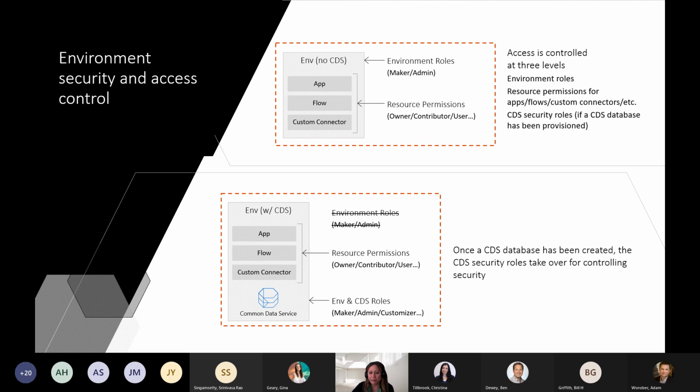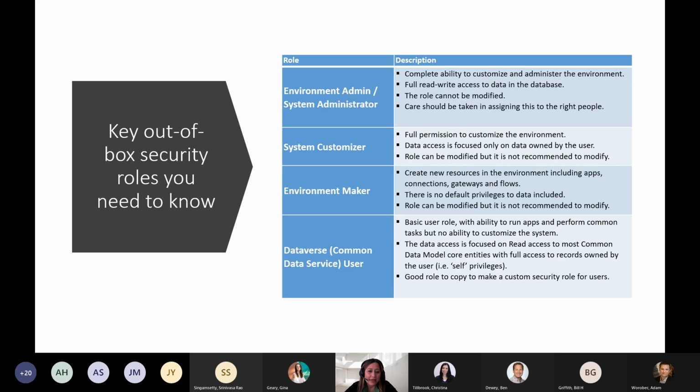From an environment perspective, we've got the maker role, we've got environment maker, we've got environment admin, we've got resource permissions. So resource permissions to be able to access an app, a flow, and so on. But once a Common Data Service or Dataverse database has been created, that security role takes over for all the other types of roles that are out there. We're always going to use the role that's going to be the most secure. So that's the way we generally think of it.